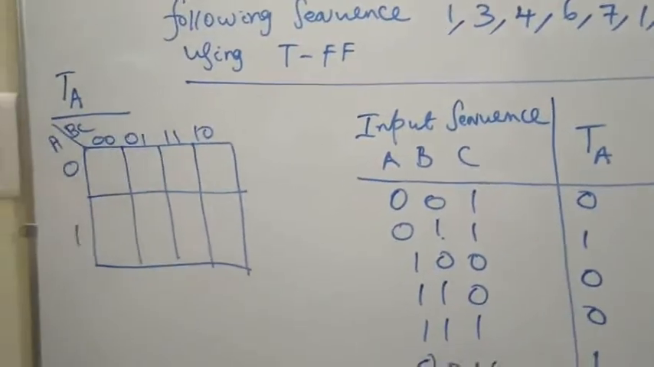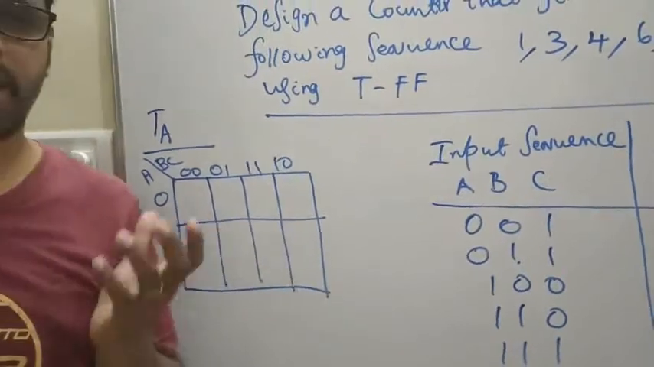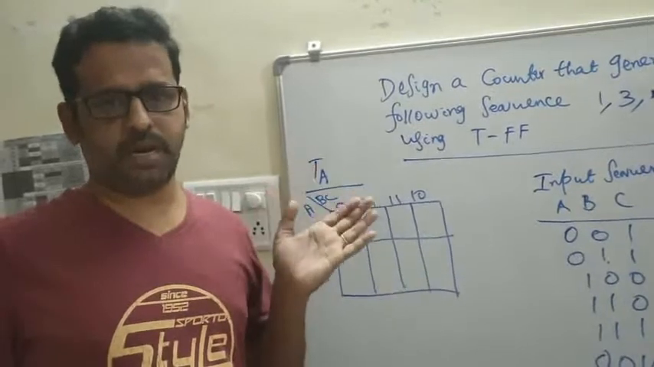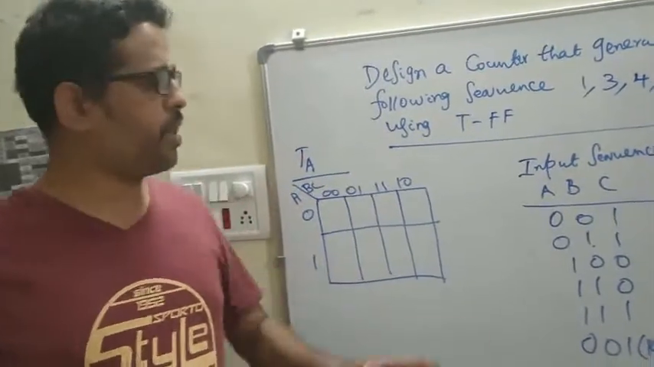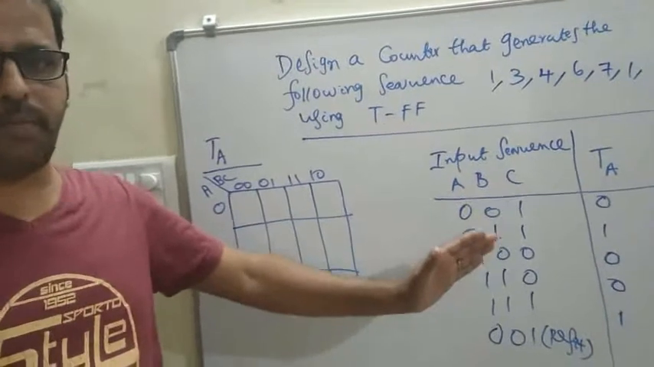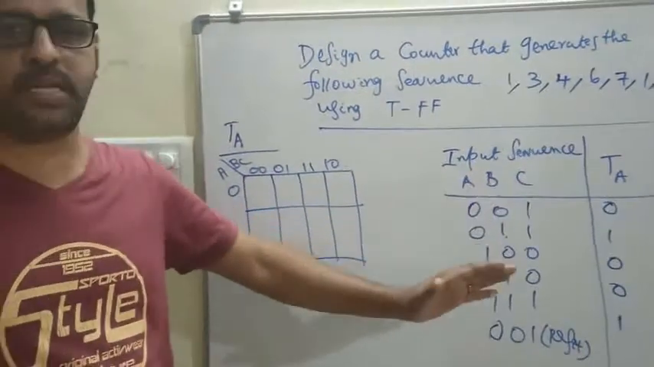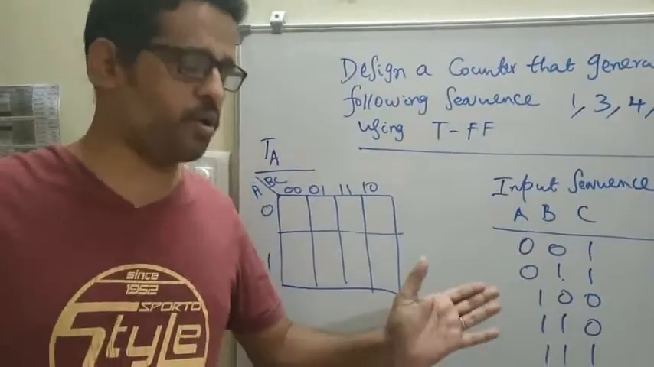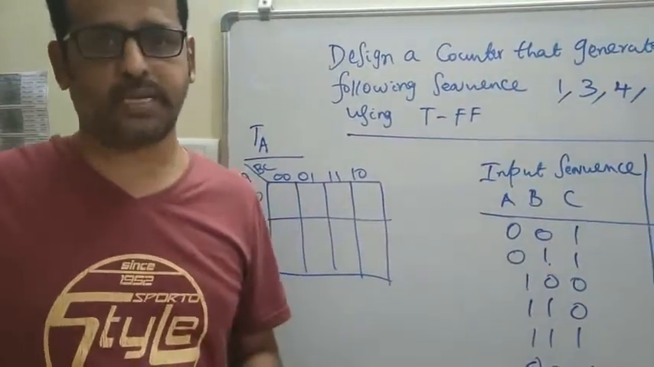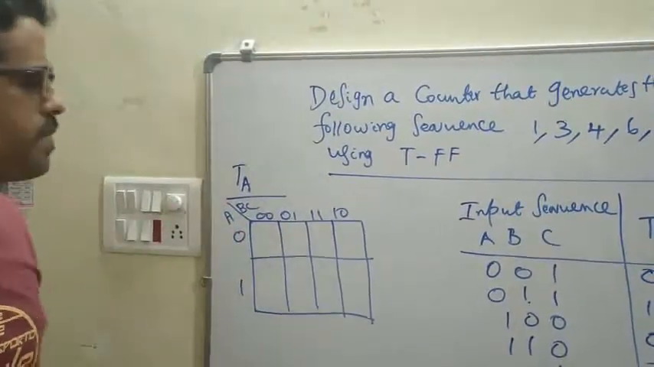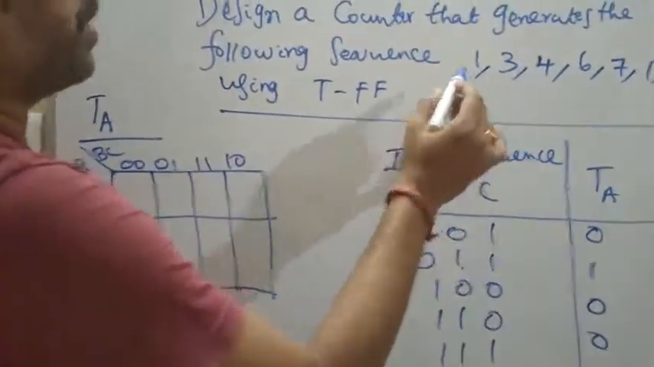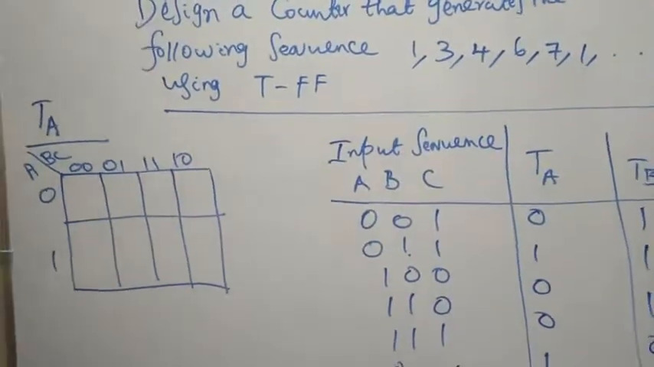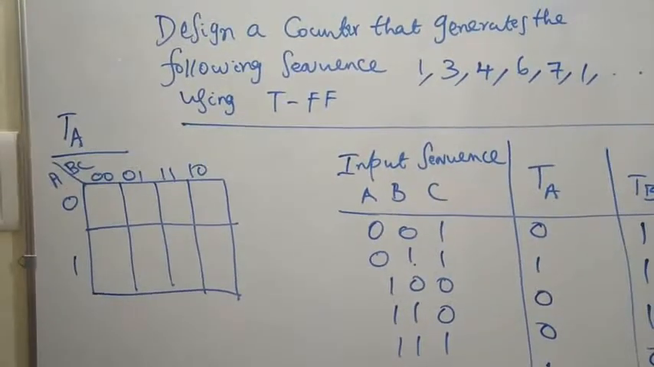And one more thing: a 3-variable map means there will be a total of 8 combinations, from 0 to 7. If any of the inputs are not part of the sequence, we have to assume that input is a don't care, and for those inputs we put don't care as the output. For example, here we need to bother only about 1, 3, 4, 6, 7. We need not bother about the inputs 0 to 5.